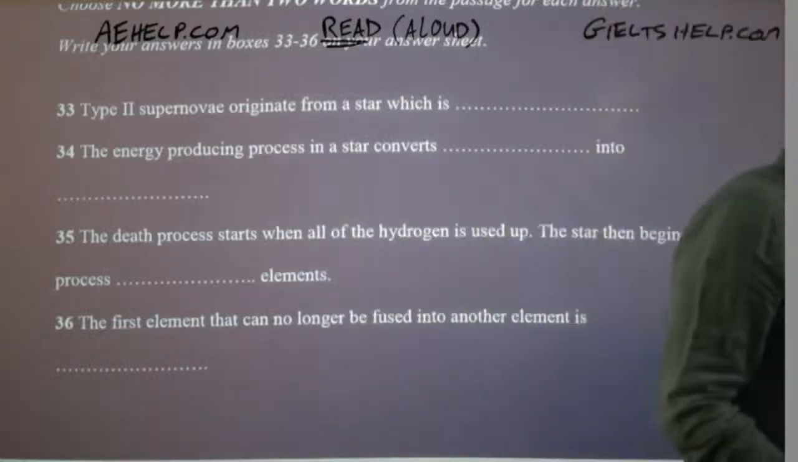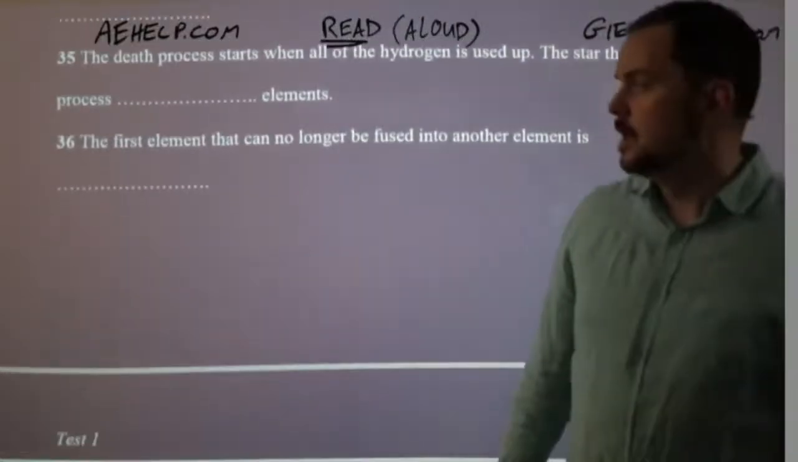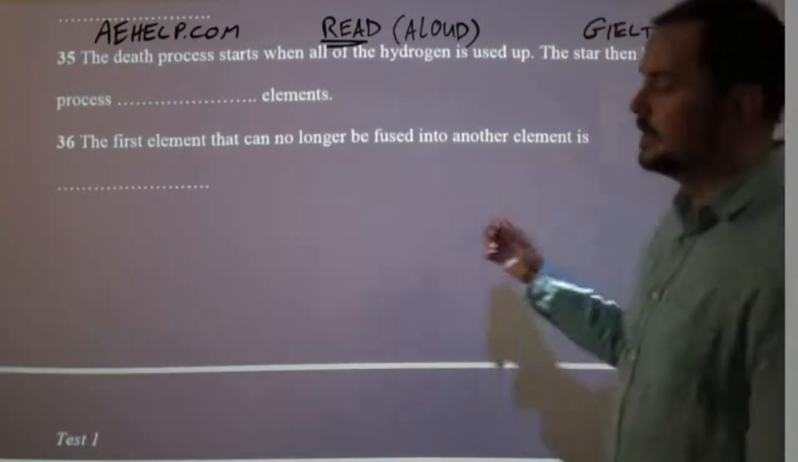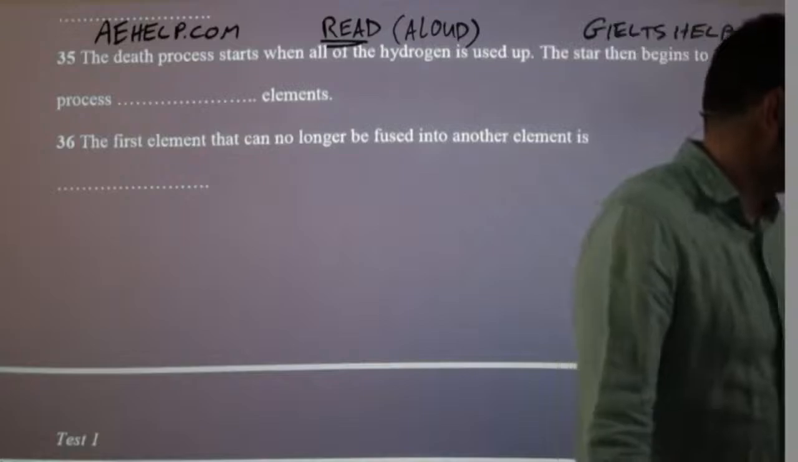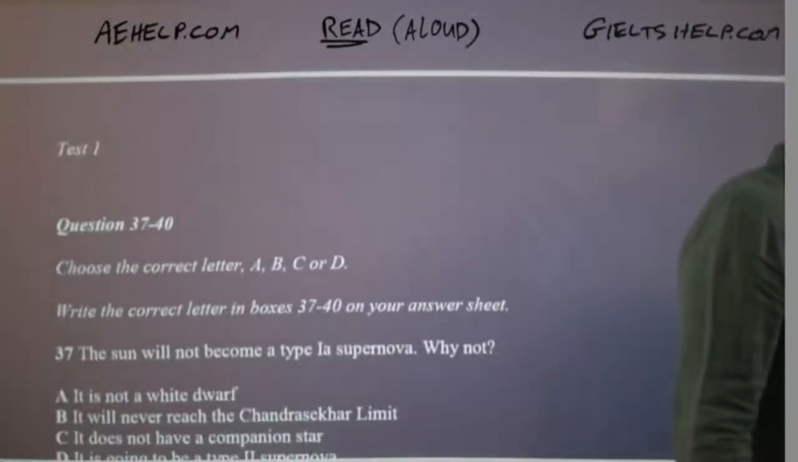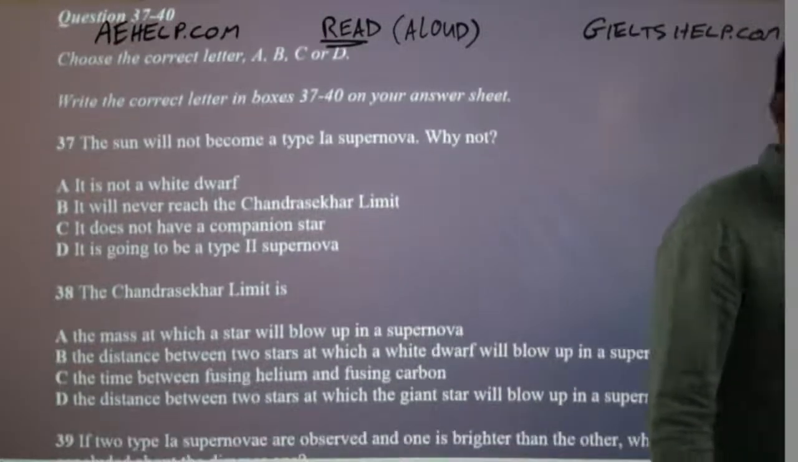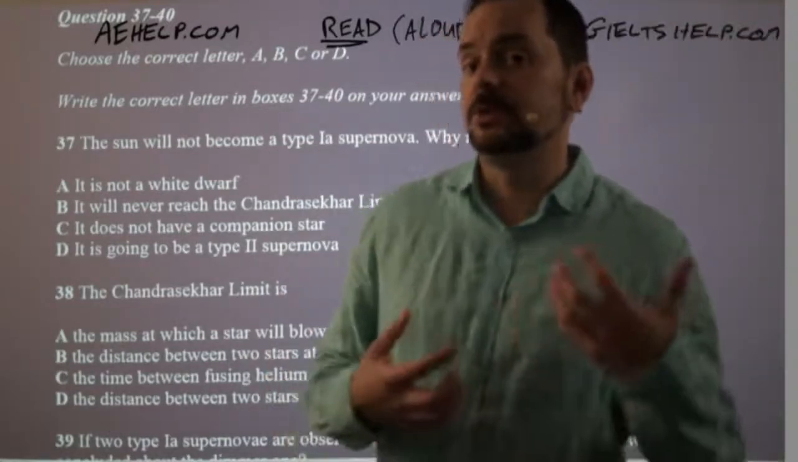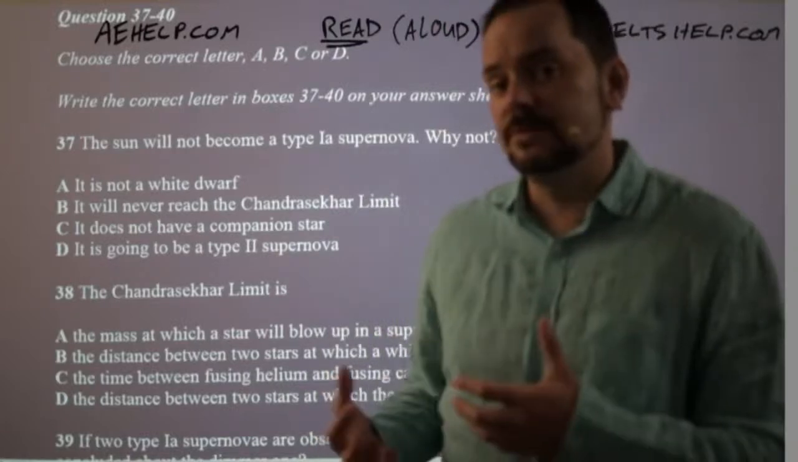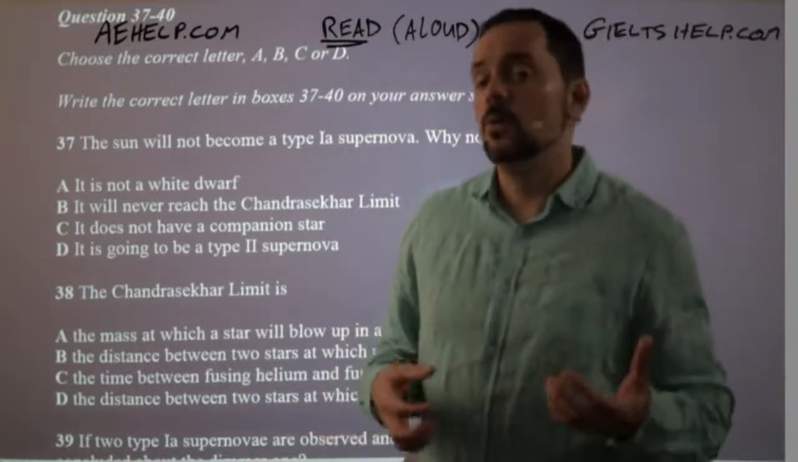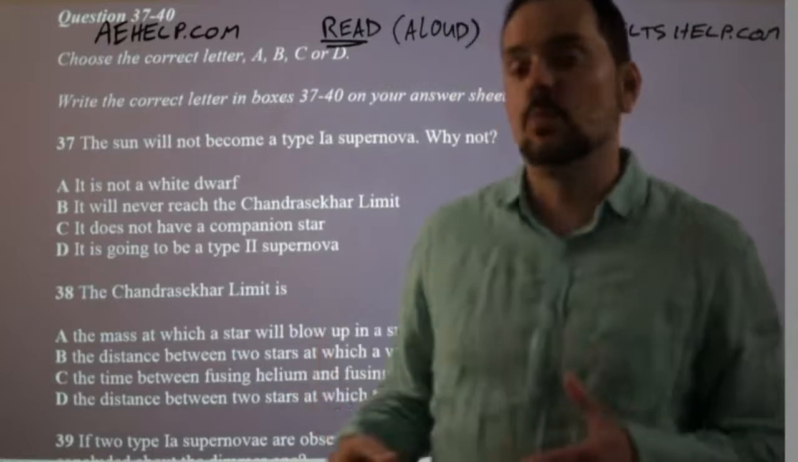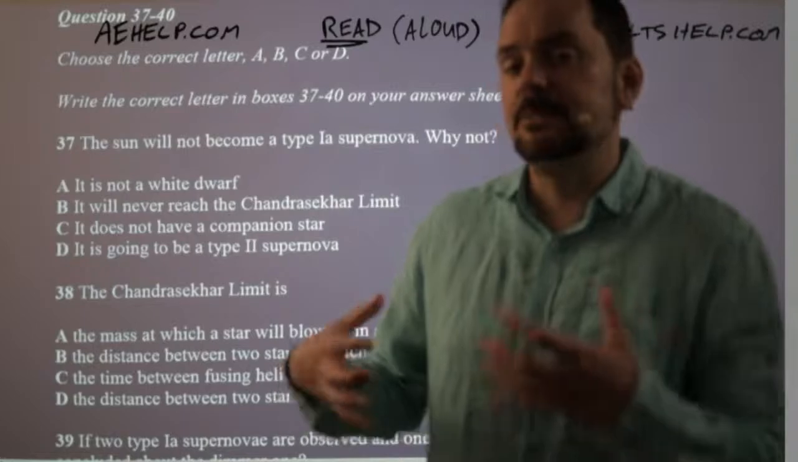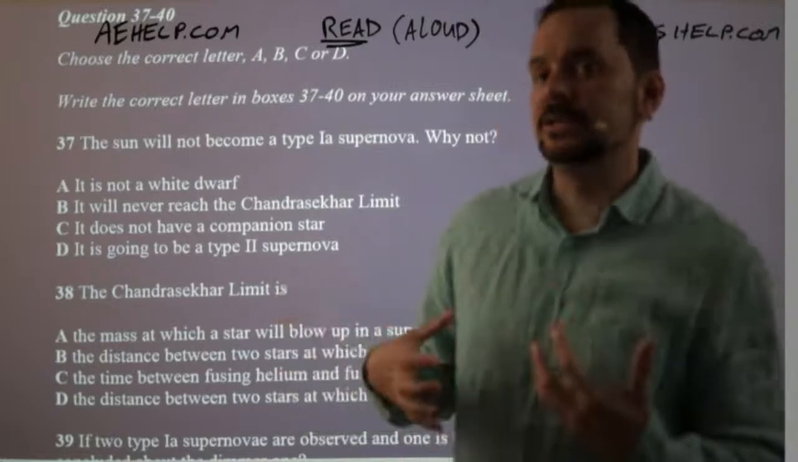All right. The first element that can no longer be fused into another element is something. All right. So here, of course, I'm also paying attention to content. So I'm realizing that this passage is going to be about stars, the creation of stars, the death of stars, what's needed in this process, what results from this process. So all of that information is now becoming clearer as I'm reading these questions.